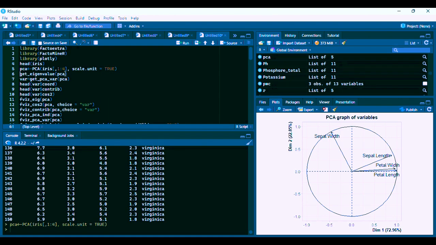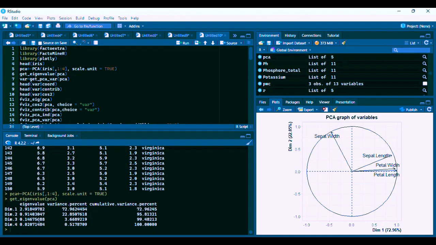So before we interpret the data, we need to get the eigenvalues of our PCA. This object we have named PCA. So using get_eigenvalue between parentheses PCA, we can examine the eigenvalues, which represent the amount of information or variance explained by each principal component.